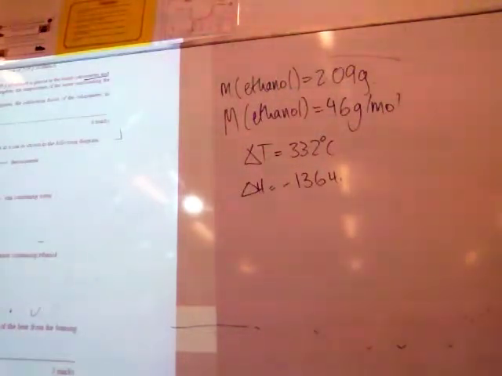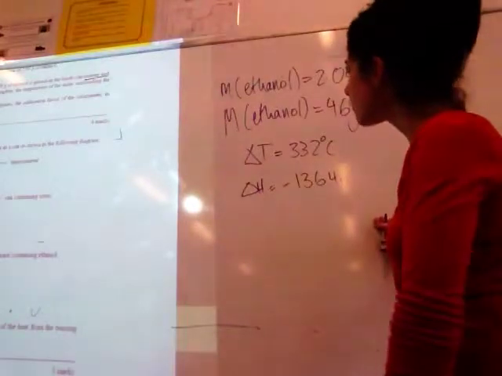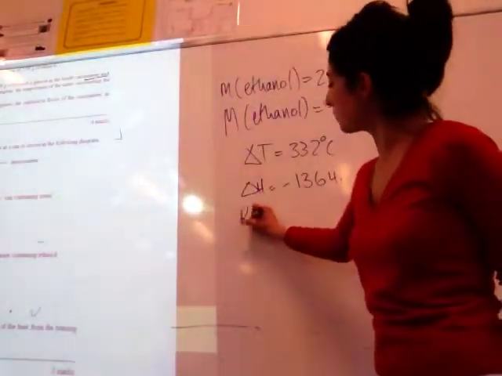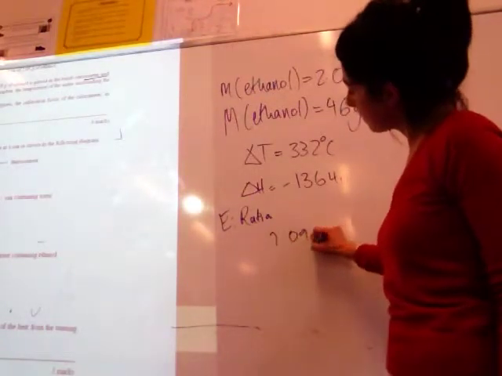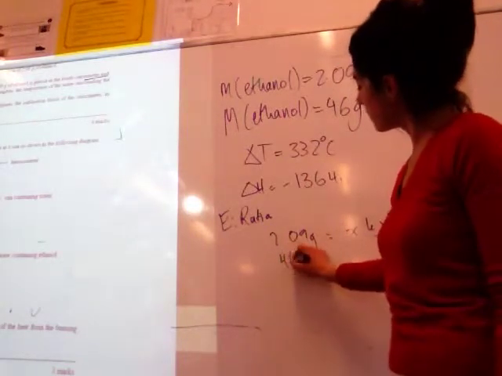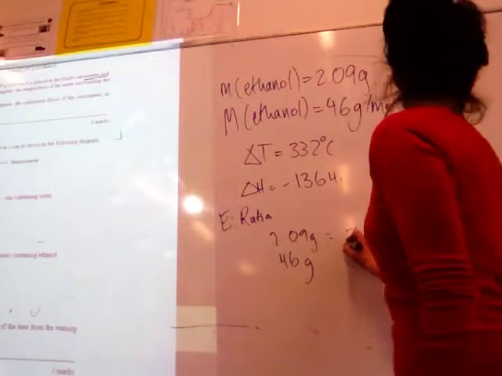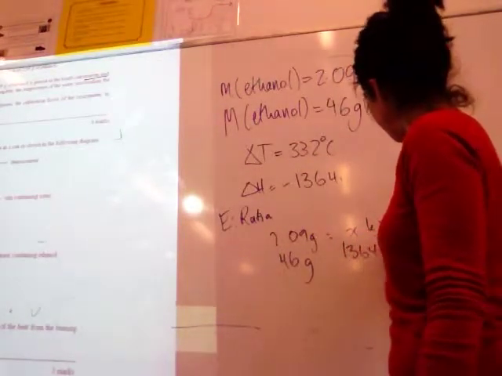Okay, so we're literally burning 2.09 grams of ethanol and we're trying to heat up our calorimeter with it. And we notice through the thermometer that we get a temperature change of 33.2 degrees Celsius. We want to see how many kilojoules is required to raise our calorimeter by 1 degree Celsius. So first we have to work out how much energy is released by 2.09 grams of ethanol. And we can do that through a ratio approach. So to work out energy, 2.09 grams equals x kilojoules, 46 grams equals 1364 kilojoules.